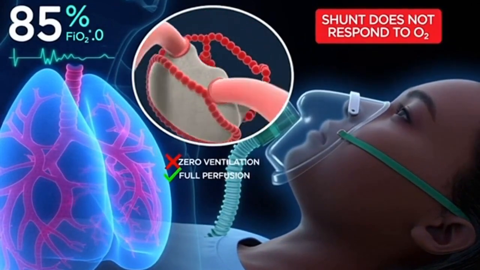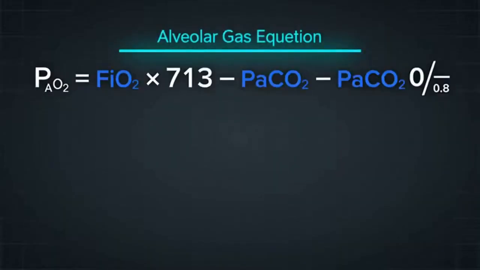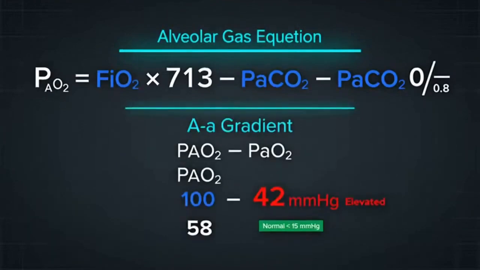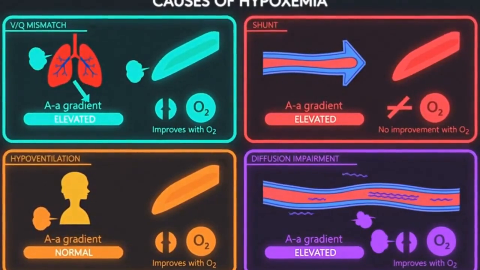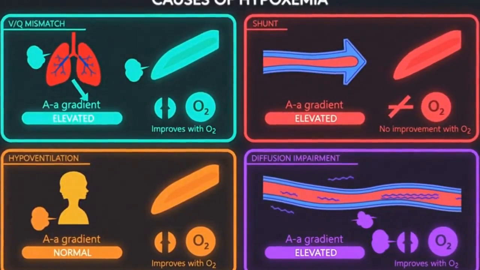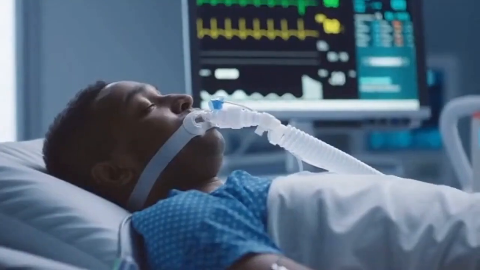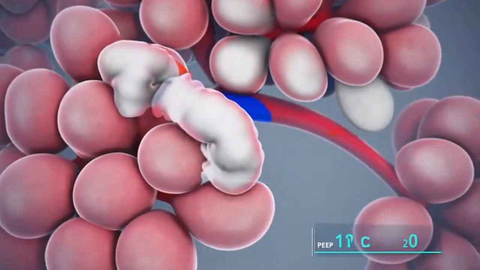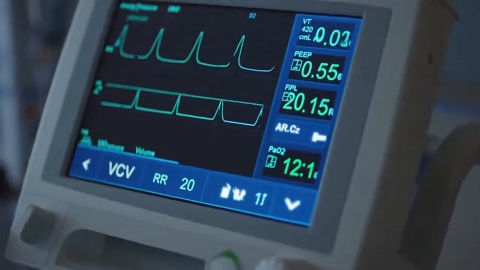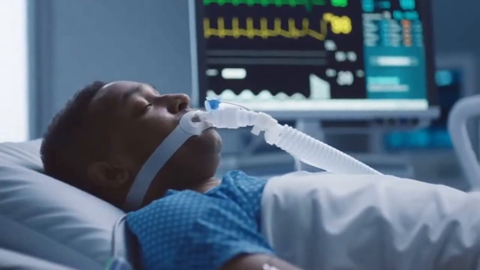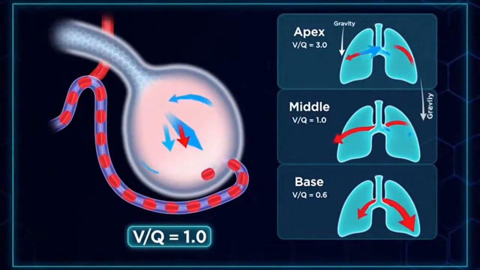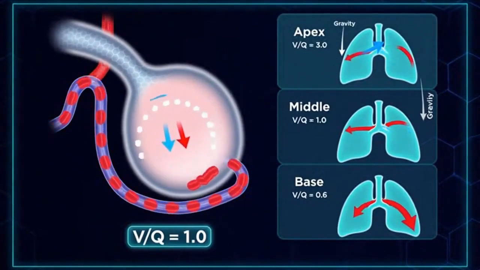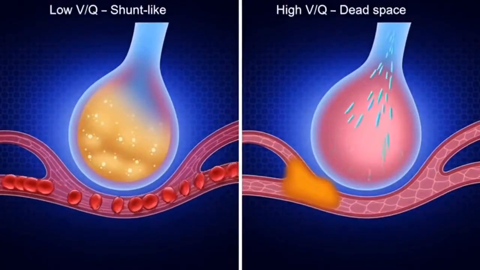No matter how much oxygen you give, blood passing through unventilated alveoli cannot pick up that oxygen. The only way to improve oxygenation in shunt is to recruit alveoli, with PEEP in mechanically ventilated patients, diuresis in pulmonary edema, or antibiotics in pneumonia. This oxygen response test is clinically invaluable. If hypoxemia corrects with supplemental oxygen, think VQ mismatch. If it does not correct, think shunt or very severe mismatch approaching shunt.